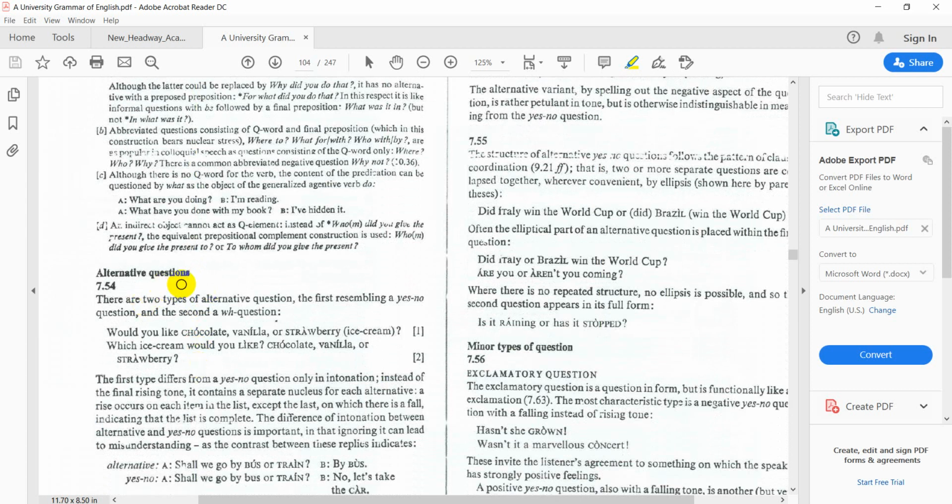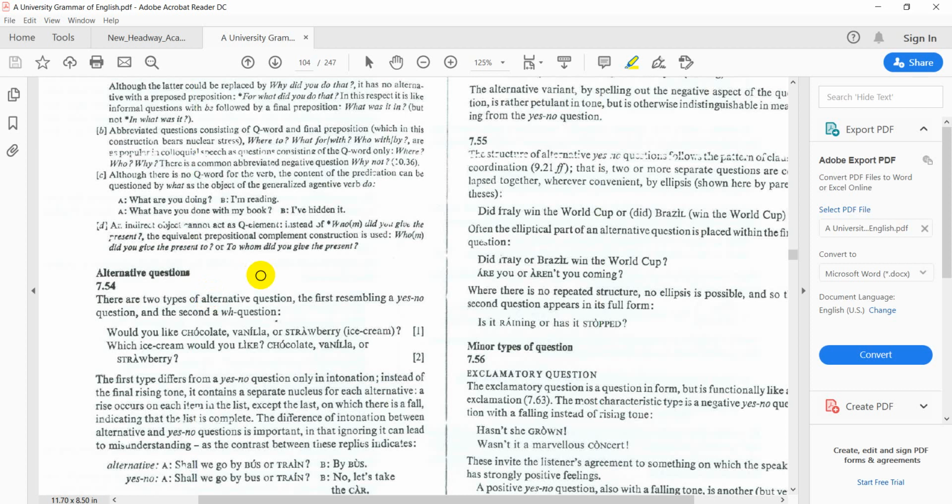Alternative questions, in which this is the third type. Because as we mentioned on page 192, there are three types of questions. Those that expect only affirmation or rejection, like, for example, have you finished the book? And we call this yes-no question.